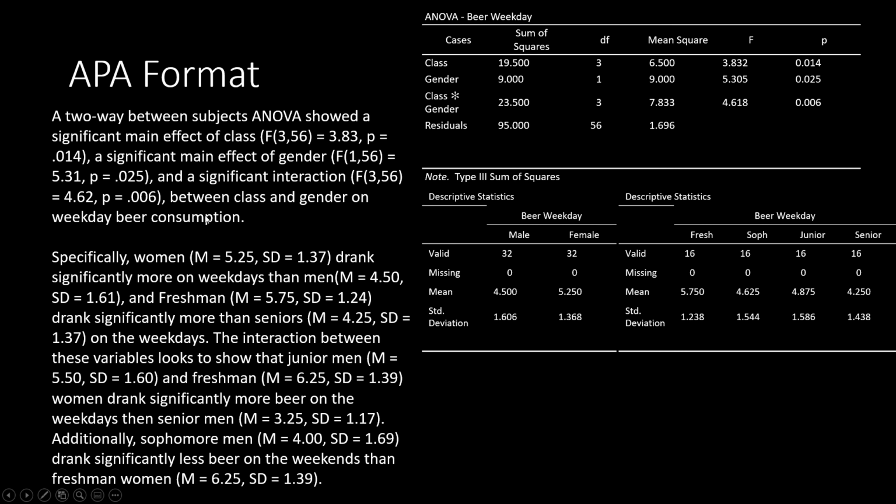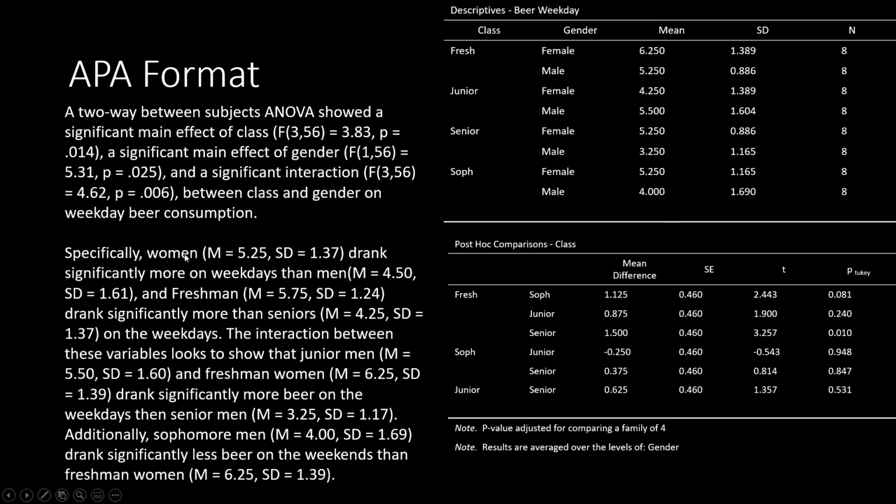Because I had significant results here, I now have to convey to the reader information about what exactly those differences look like. So here, specifically, women drank significantly more on weekdays than men. Freshmen drank significantly more than seniors. And the interaction between these variables looks to show that junior men and freshman women drank significantly more beer on weekdays than senior men. Additionally, sophomore men drank significantly less beer on weekdays than freshman women. For each of those differences, I provided the means and standard deviations so that the reader has all the relevant information.